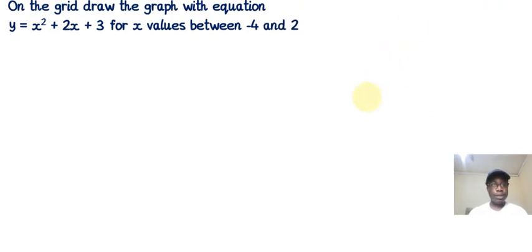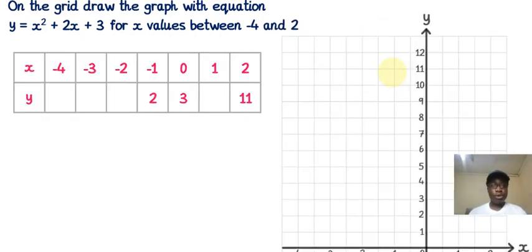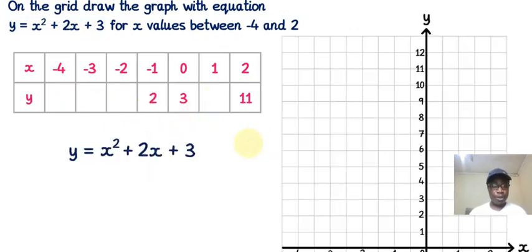So the question here says, on the grid draw the graph with the equation y is equal to x squared plus 2x plus 3 for the x values between minus 4 and 2. Remember, you need a table. So the first thing is to put your table in place. We need to fill in the missing y values here. So let's do that by substitution.